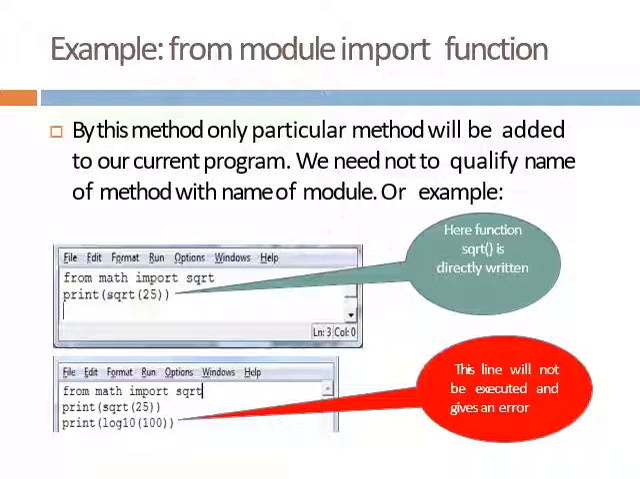Look at the next example. I have imported only the square root function, and when I try to use the log function from the math module, it gives me an error because that particular function has not been imported to the program. Instead of importing a particular function, when we give an asterisk symbol, we will be able to access all the functions without prefixing the module name.